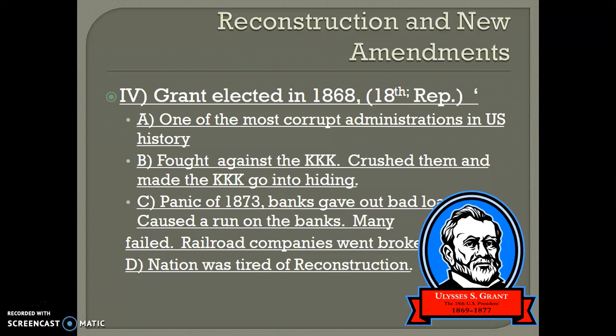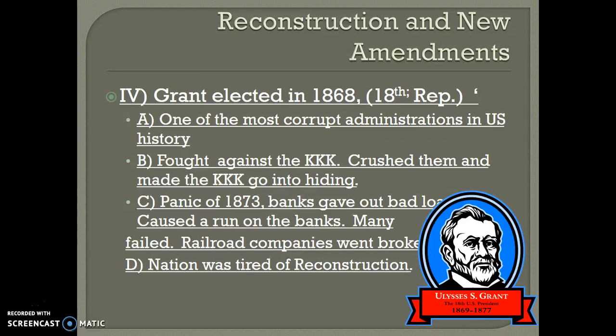Then we have the next election, and we have a new president. His name is Ulysses S. Grant. He's the 18th president. He's a Republican. He was a very interesting fella. Like we stated during the Civil War, the thing that he was best at was fighting. And he also was known to the Southern African Americans, to these ex-slaves, as the man who helped free the slaves.